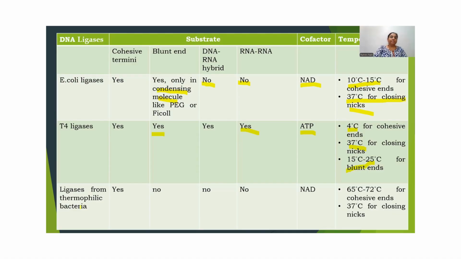Next enzyme is the ligase from the thermophilic bacteria, and this ligase is only going to do the cohesive end ligation. It is unable to do ligation of the blunt ends, DNA-RNA hybrid and RNA-RNA molecule. Like the E. coli DNA ligase, it requires a cofactor, and that cofactor is NAD. And as they are thermophilic, they are going to do the ligation at higher temperatures. The cohesive end ligation is done at 65 to 72 degrees Celsius, and the closing of the nicks is done at 37 degrees Celsius.